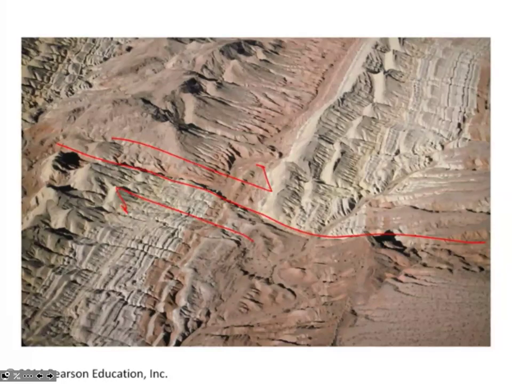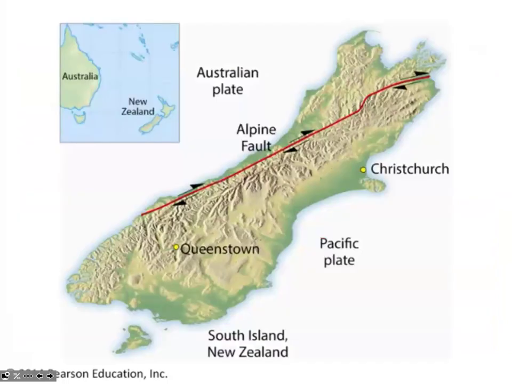All the motion is in the strike direction of the fault trace. An example of a strike-slip fault is the Alpine Fault in New Zealand, which is a right lateral strike-slip fault, or the San Andreas Fault in California.